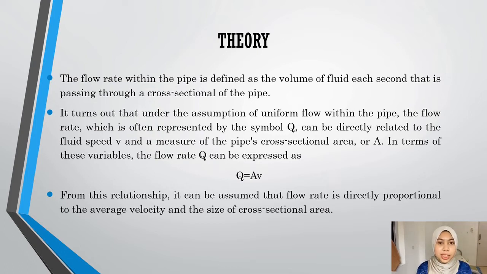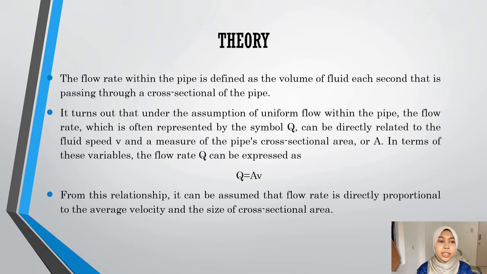The flow rate within the pipe is defined as the volume of fluid each second that is passing through a cross-sectional area of the pipe. It turns out that under the assumption of uniform flow within the pipe, the flow rate, which is often represented by the symbol Q, can be directly related to the fluid speed V and a measure of the pipe cross-sectional area, or A. In terms of these variables, the flow rate Q can be expressed as Q equal to AV.